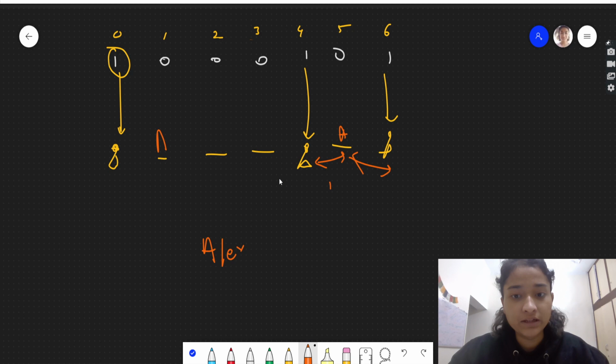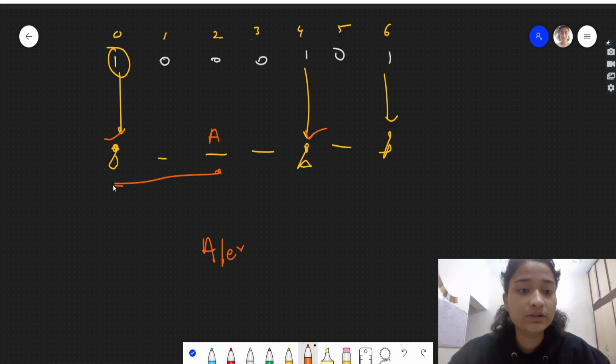But see, if Alex sits here, this is also an empty seat, then the distance between the closest persons, this is one closest person, this is one closest person. So the distance between Alex and the closest person will be 2, from both sides. So the maximum distance will be 2. Alex can sit here because if Alex sits here, then the distance between Alex and the closest person will be maximum.